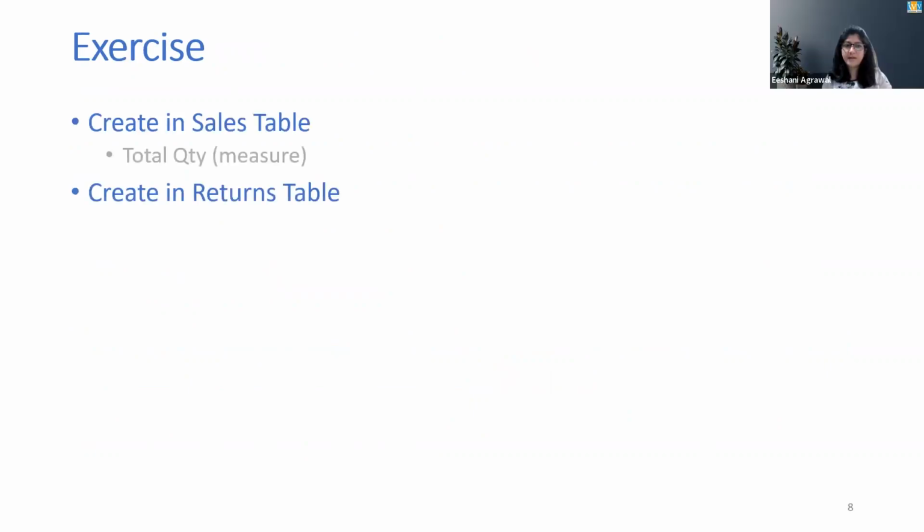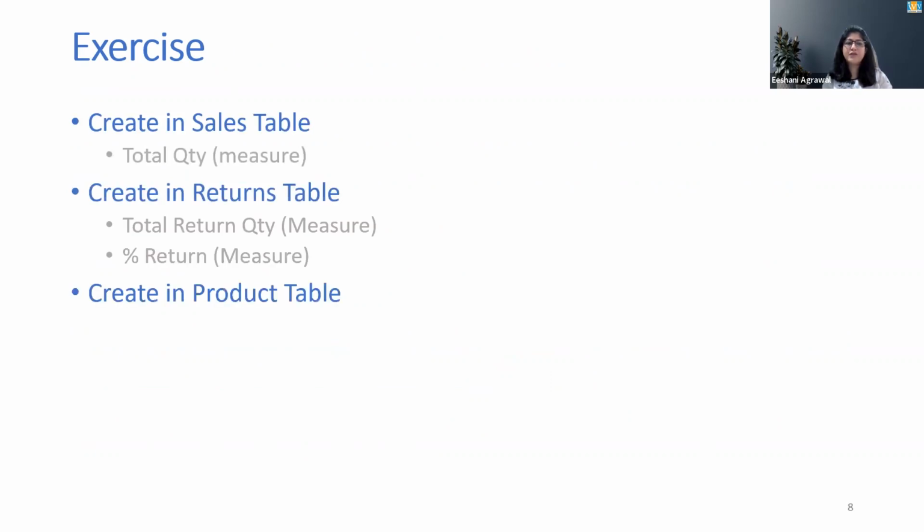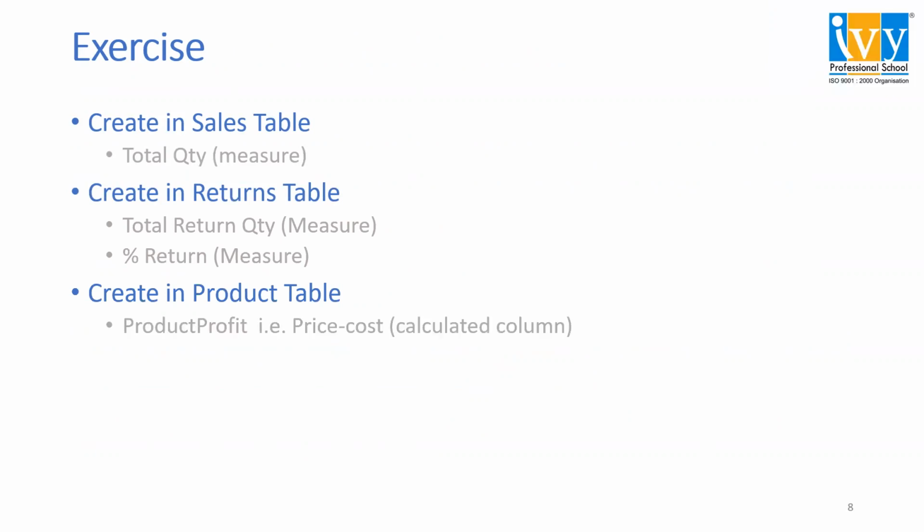So far, so good. Yes. This you guys have already done, percentage return. Let's do the next part. Create a product table. In the product table, create a product profit, which is a calculated column, which is price minus the cost. Do this.